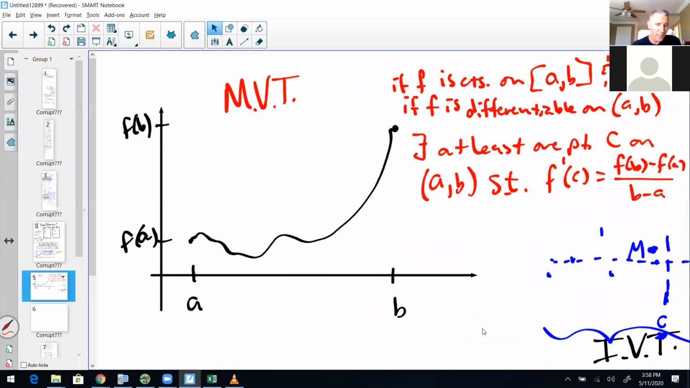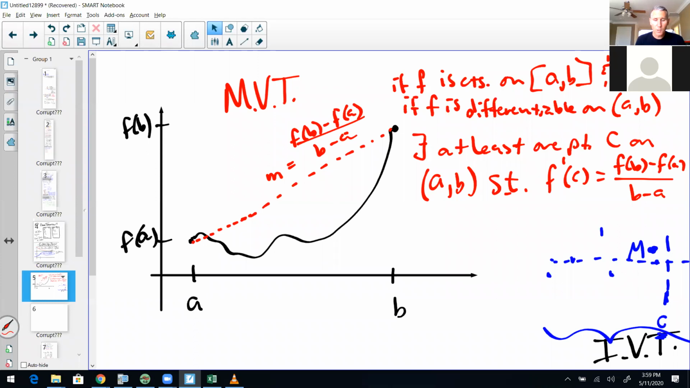So here's what it's saying. As long as you don't have any points of discontinuity on the closed interval, or any of the things that make it where the derivative doesn't exist, like corners or cusps or vertical tangents, then what this says is, let's draw the average rate of change, which is the slope of the secant line. So this guy is f of b minus f of a over b minus a.